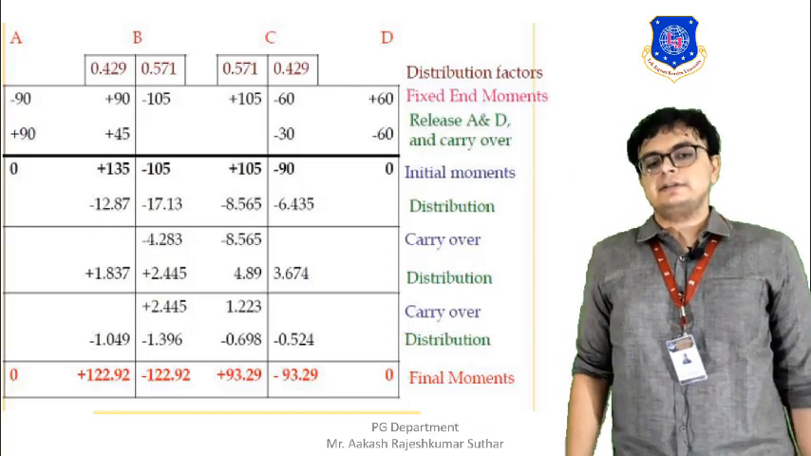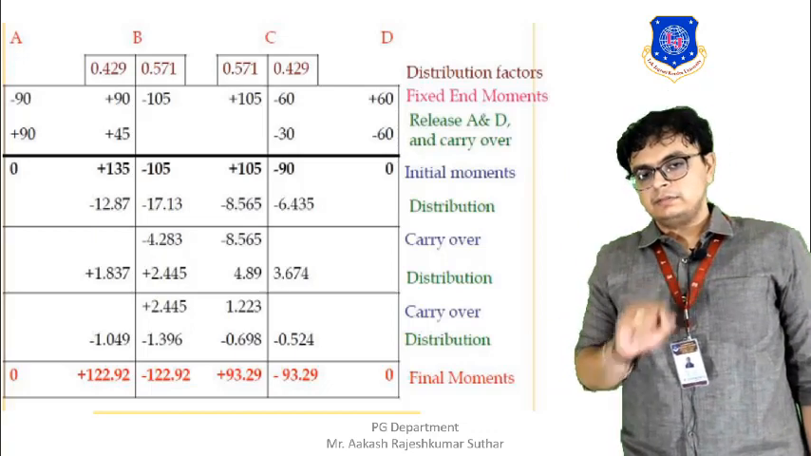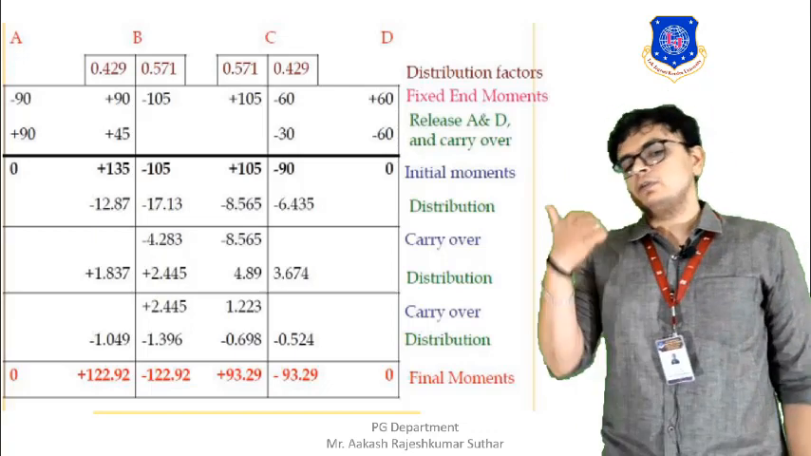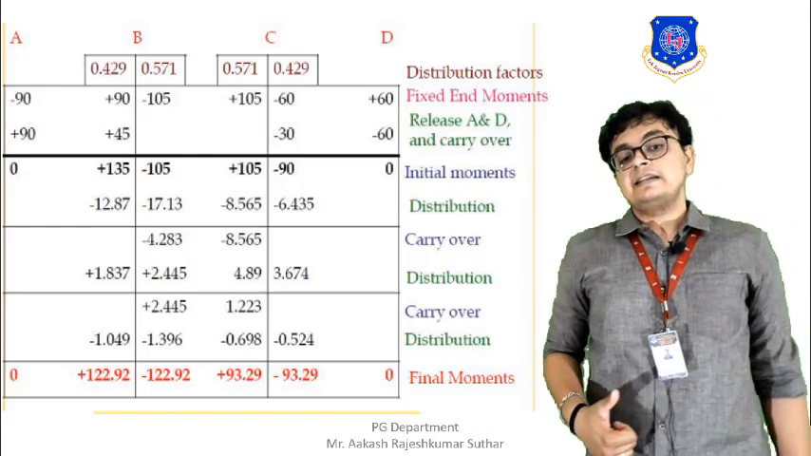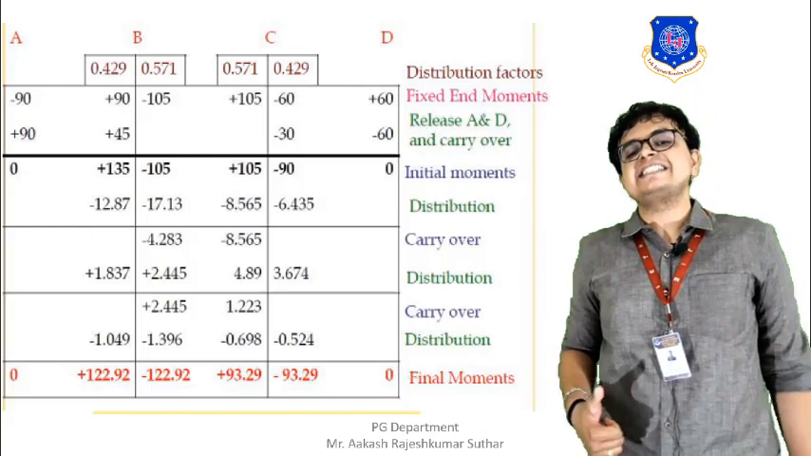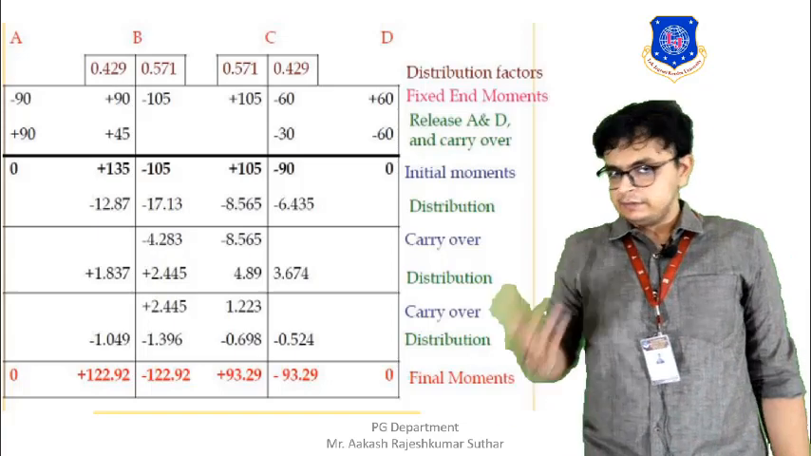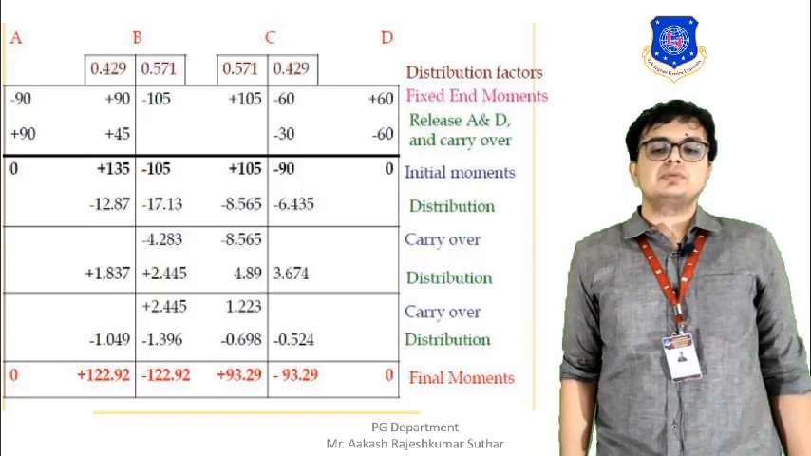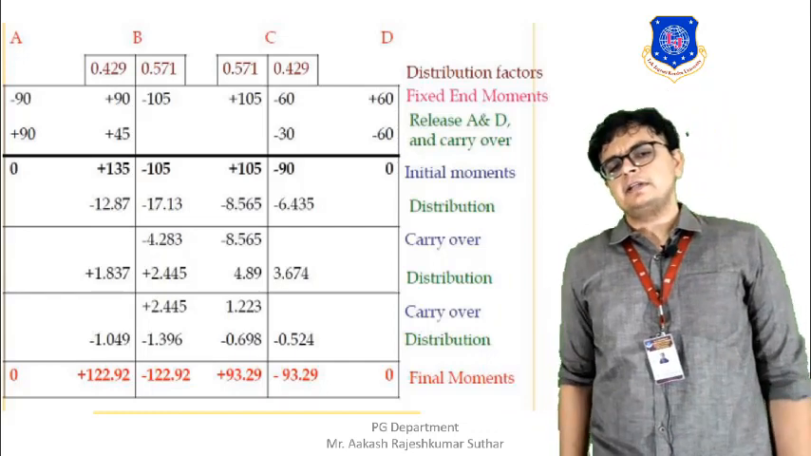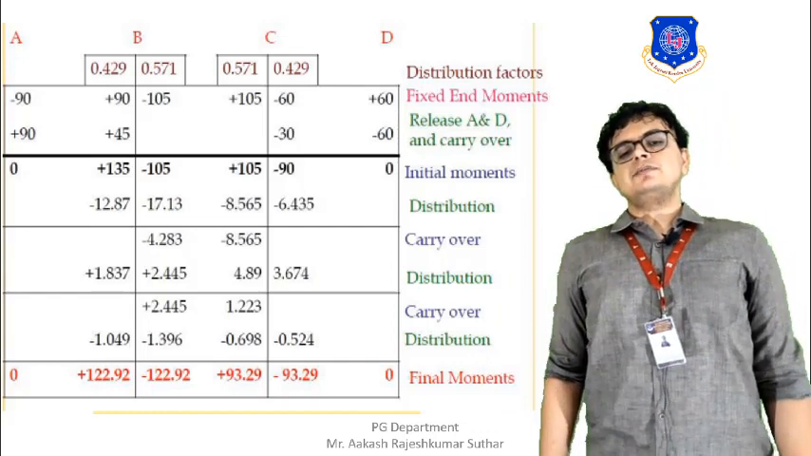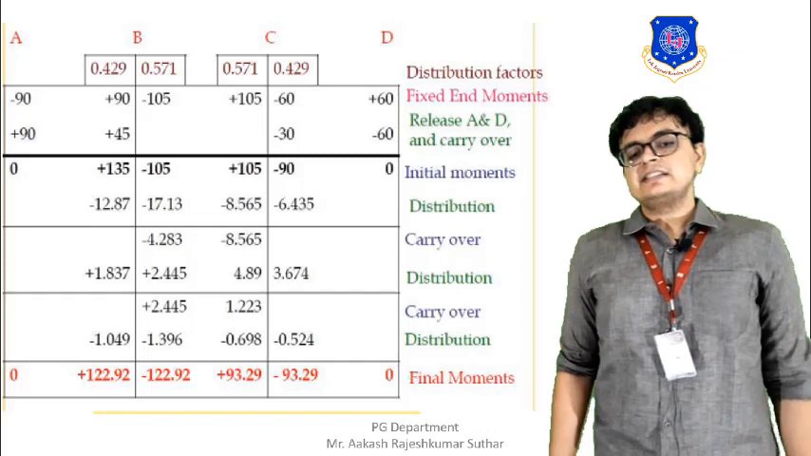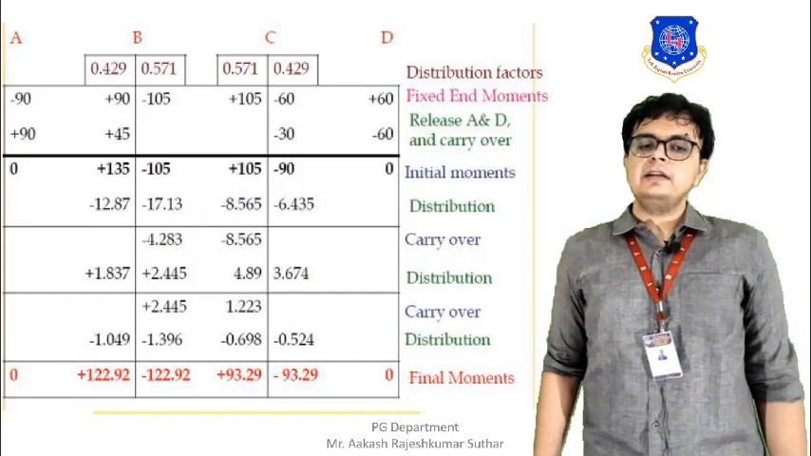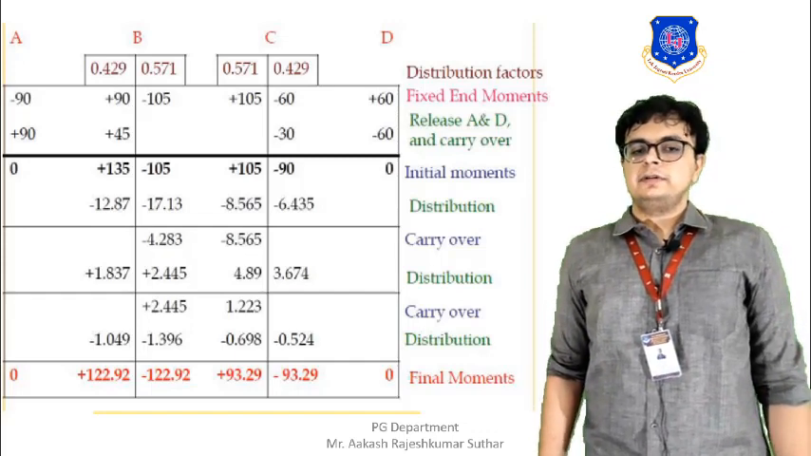You can see over here. While multiplying 1.223 with 0.571, we are getting the value of 0.696. And whenever we are putting it, we have to take the opposite sign for the distribution, so the distribution can be done properly. So we will be getting the value of 0.698.